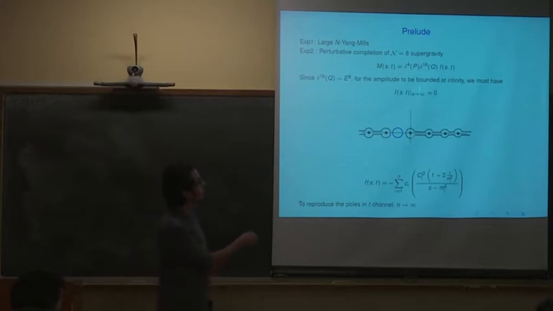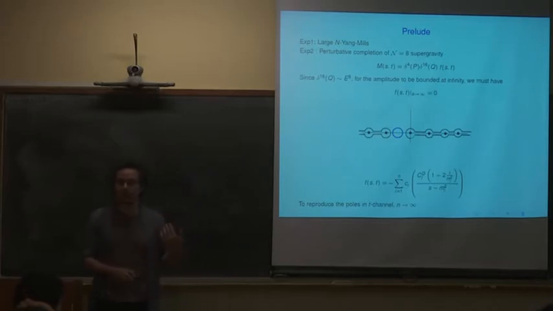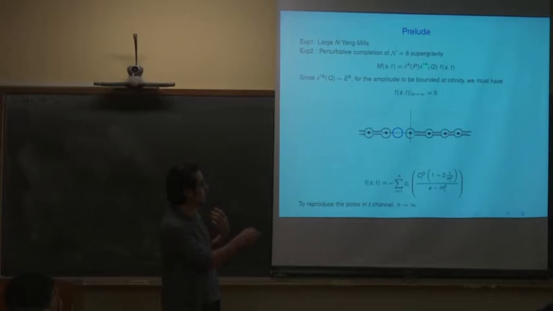Now, since this delta 16 behaves as energy to the 8th power, for the amplitude to be bounded at infinity, we must have this function, I'm just talking about the function itself, to have a behavior such that when s goes to infinity, this function vanishes at infinity. I'm taking out the supercharge piece. I'm just talking about the scalar function. So this will be a candidate completion, and this completion must have this behavior.